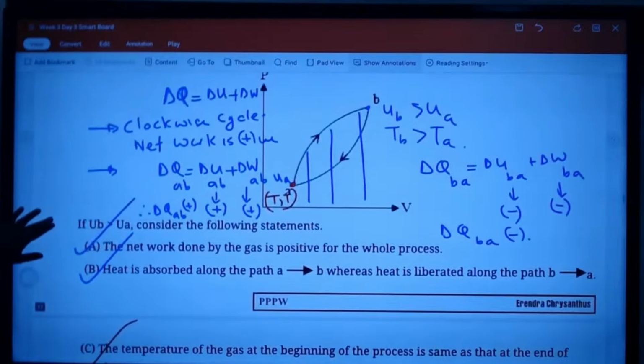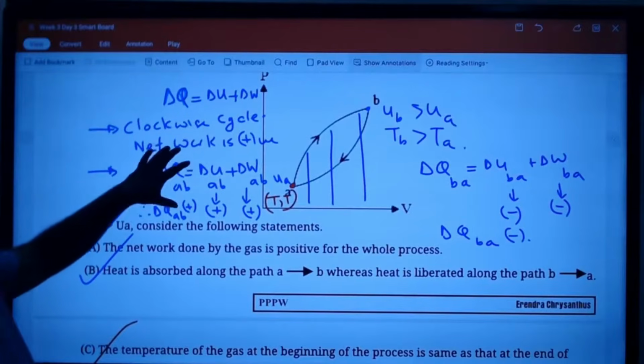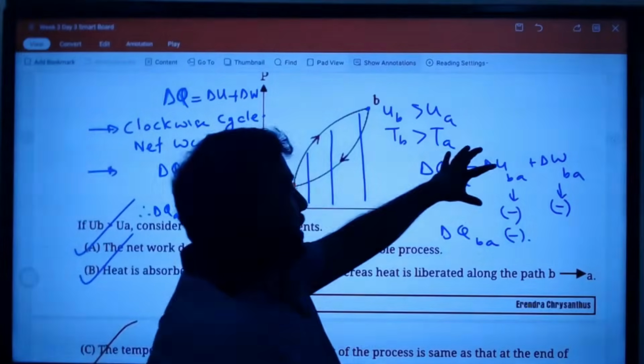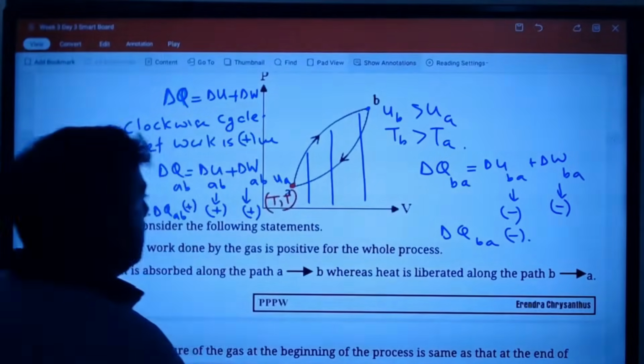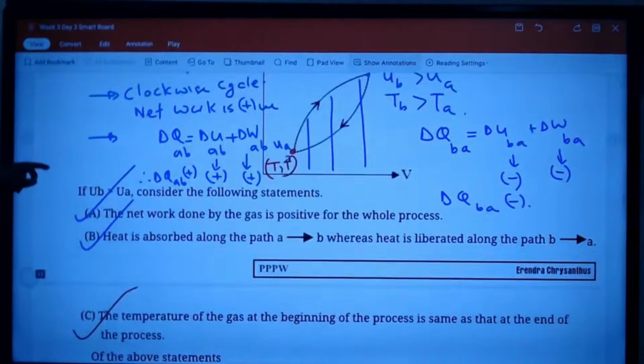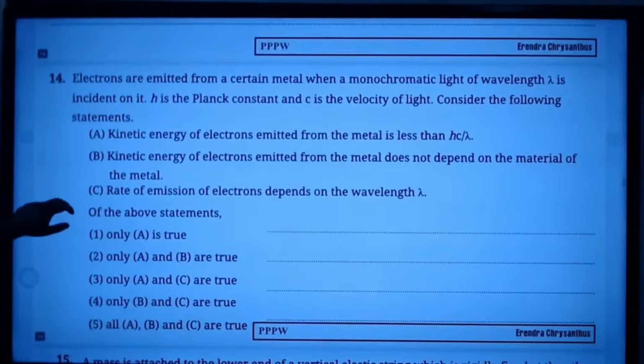These are the logic. Clockwise cycle, net work is positive. Here the A to B process and B to A process are separated. Starting and finishing are both the same, so the temperature is the same. Okay? Right. Moving on.